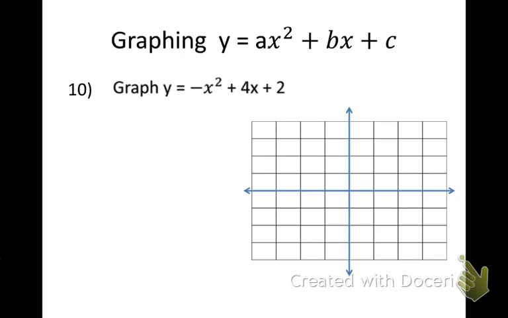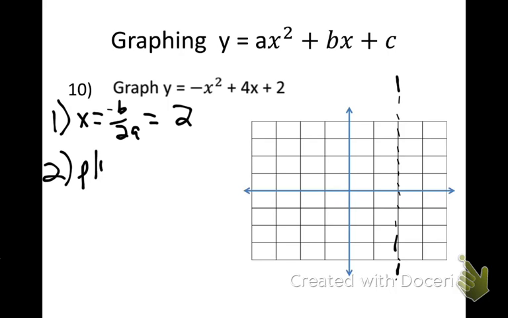Alright, let's go through this. First thing I need to do, I need to find the axis of symmetry. X equals negative b over 2a. My axis of symmetry is located where, Kelly? Say positive 2, right? X equals 2. My axis of symmetry is positive 2 because I get negative 4 over negative 2, which is a positive 2. Step 2, I need to plug in number 1's answer.